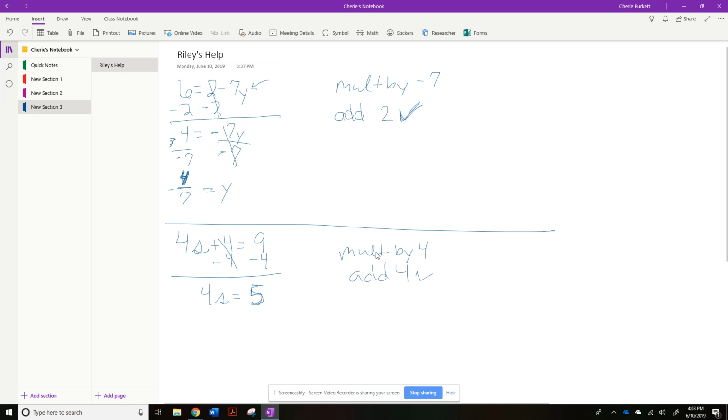Now we've got to undo multiplication. How do we undo multiplication? We divide. We multiplied by 4, so we're going to undo that by dividing by 4. Okay, 4's divide out, leaving me 1. So S is equal to 5/4. Again, I don't know what the directions say, so I don't know if you're supposed to leave that as an improper fraction, change it to a proper fraction, write it as a decimal, whatever. So depending on what the instructions are, I would just have my students leave it as a fraction.